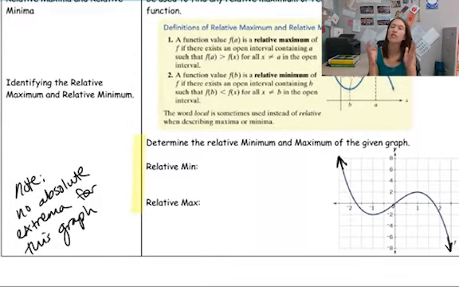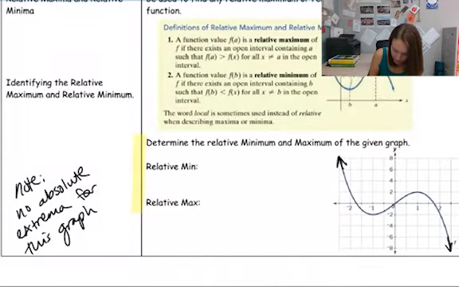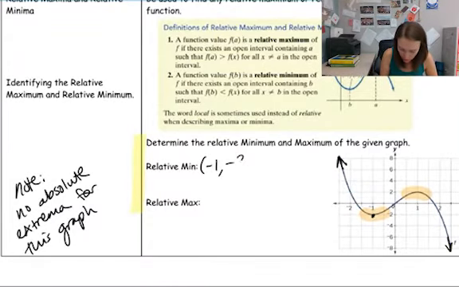But relative to certain parts of our graph, we have max and mins, specifically where our function changes direction. So let me get my handy dandy highlighter here. This portion here and this portion here are going to give me a relative max and min. Now, if it is bottoming out and then coming back up, that's going to be a minimum because it's a lower point at that part of our graph. So relative min would be the point -1, -2.